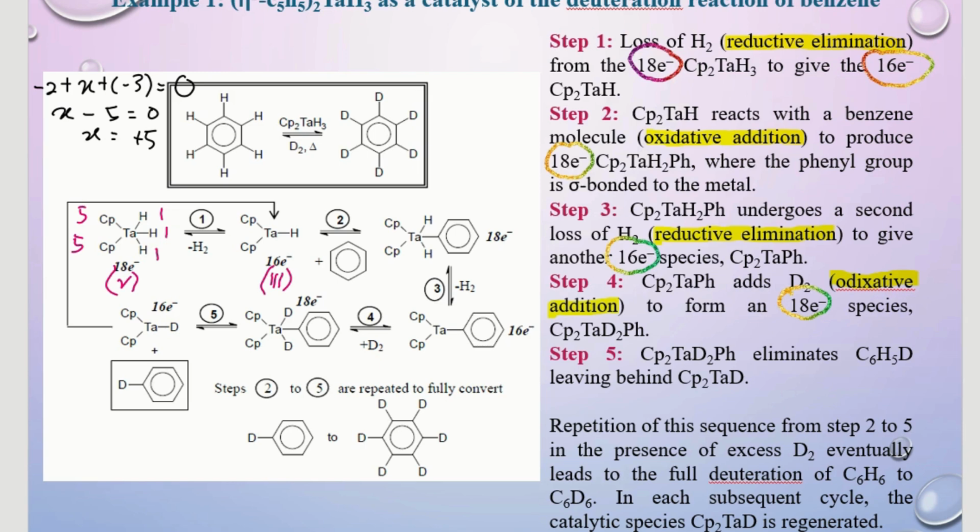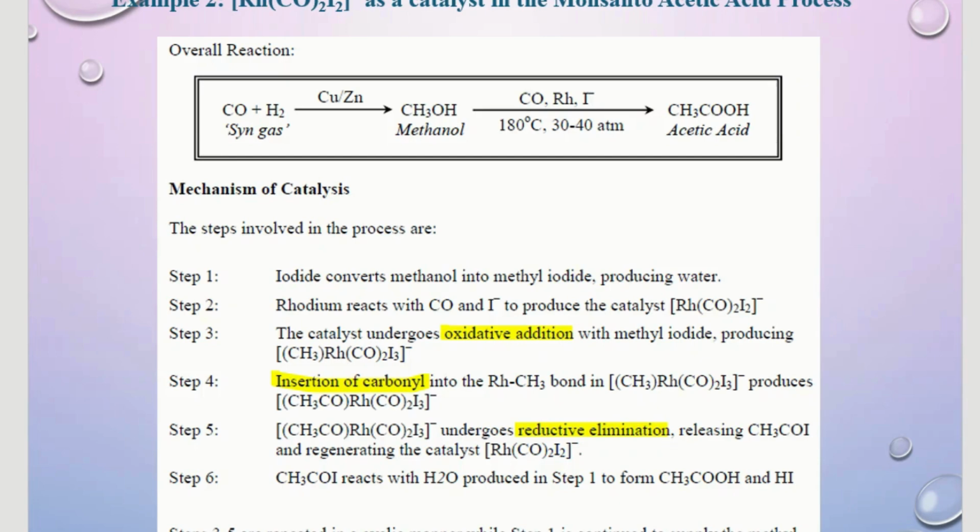Okay, now we move to the next example. Now we move to our second example, the catalytic process of Monsanto acetic acid. The production of acetic acid we call the Monsanto process. This reaction is used in industry to produce acetic acid.